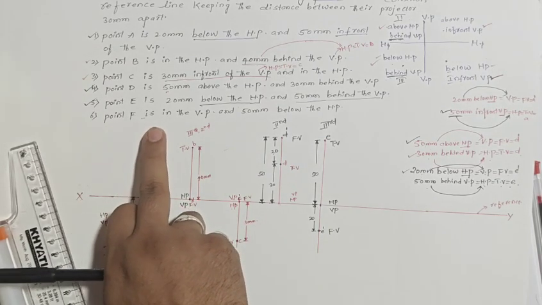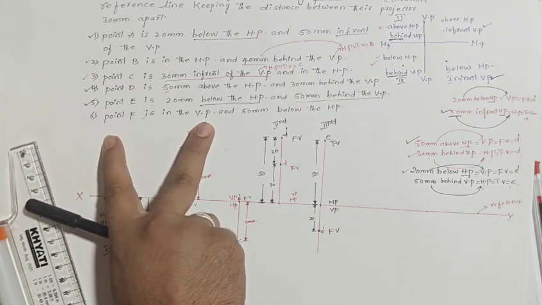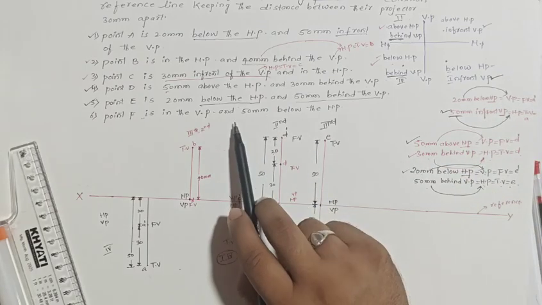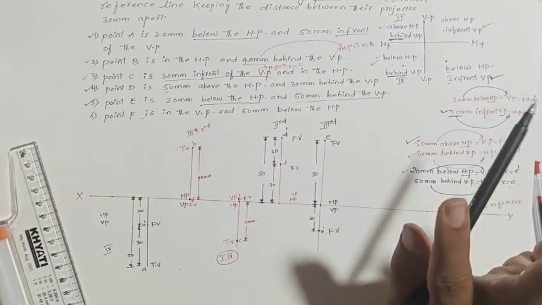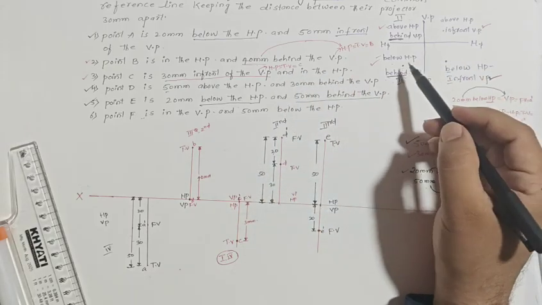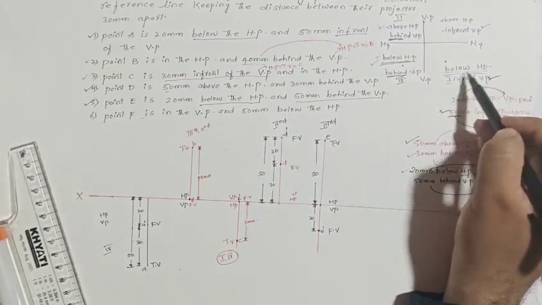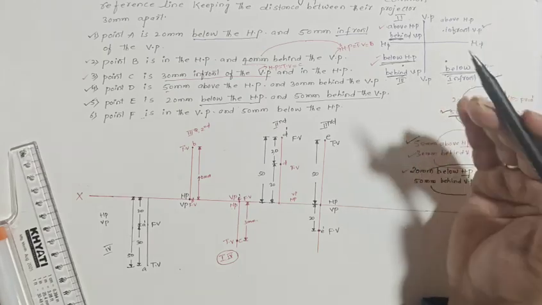The point F is in VP. Right now we are in dilemma. Is it right? We don't know exactly value where we have to draw the figure. And 50 mm below the HP. Below means we understood over here. We have only two cases. Below it lies in a third quadrant as well as it lies in a fourth quadrant. So you can go for any one.